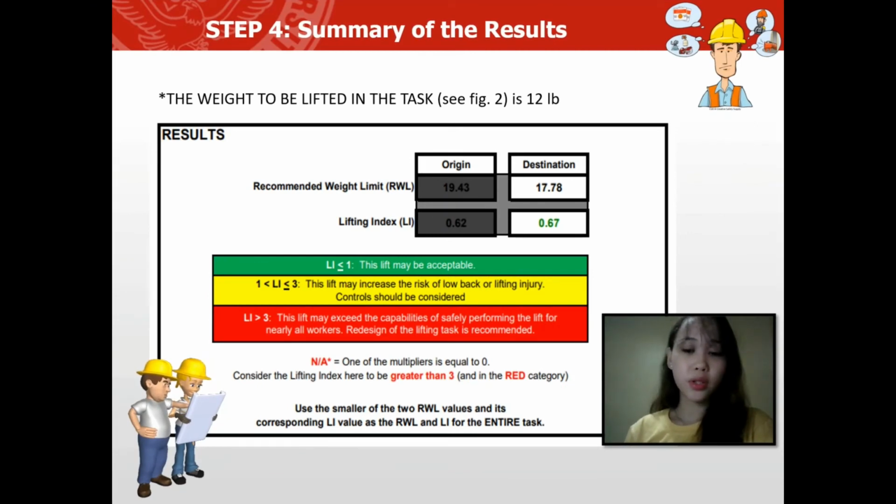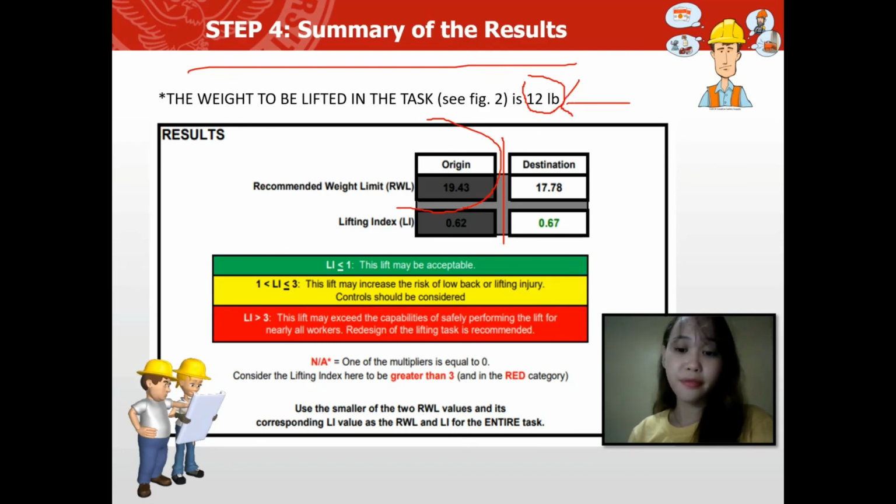Now that we have the results, which were solved by the NIOSH Lifting Equation scoring sheet and calculator, we can finally interpret the outcome. For the summary of the origin, we see that the weight to be lifted, which is 12 pounds, is less than the recommended weight limit for the origin. This means that the weight being lifted in the figure is safe. And the LI is 0.62, indicating a nominal risk to healthy employees when lifting from the origin.